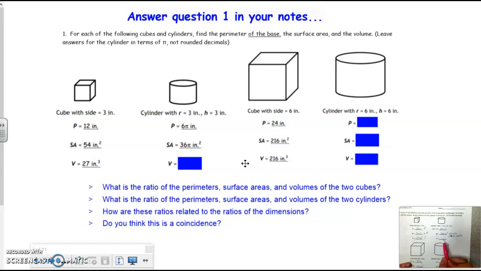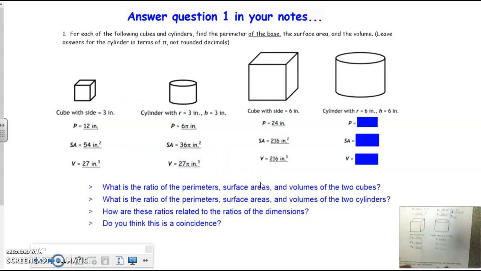And then for volume, it is the area of the base times the height. So that's going to be pi times 3 squared, which we already found, times 3. So this is 9 times 3, so this is going to be 27 pi. And that's going to be cubic inches.